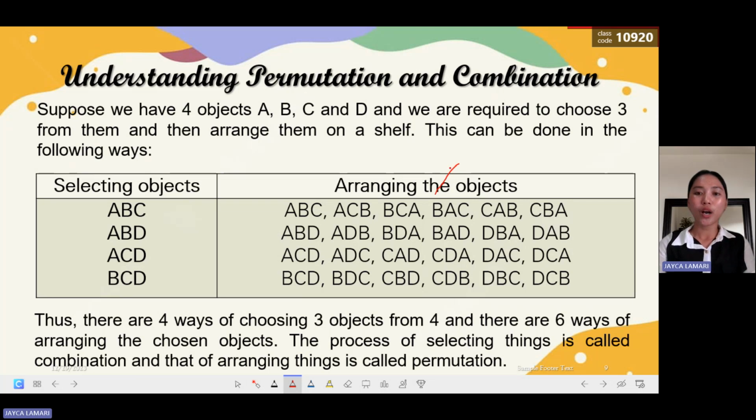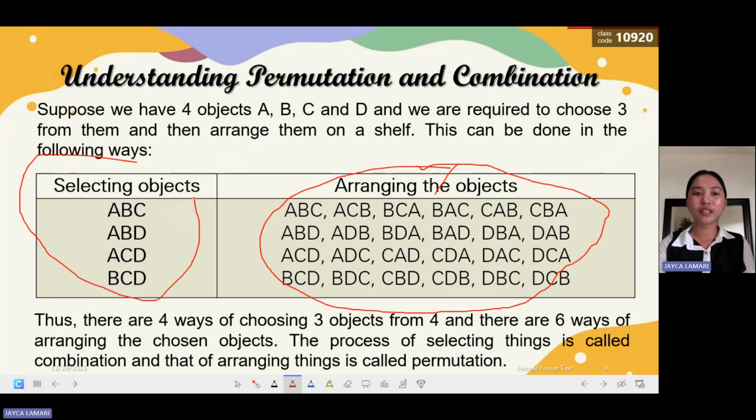Okay, so from this one, this is arranging. So this is permutation. When you say combination, selecting objects, this one is, what is this? This is the combination. You are simply selecting objects. As you can see here, in combination, there's no repeating letters: ABC, ABD, ACD, and BCD. While for permutation, there are repeating letters, right?